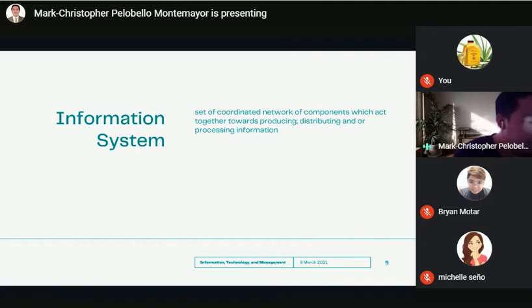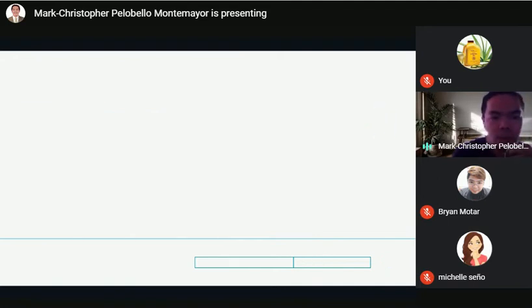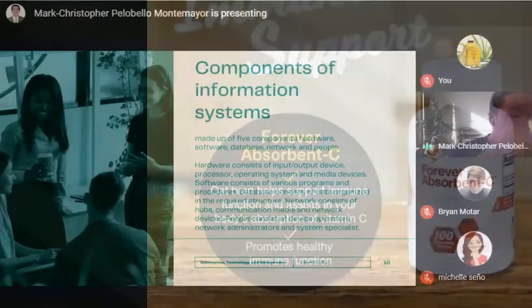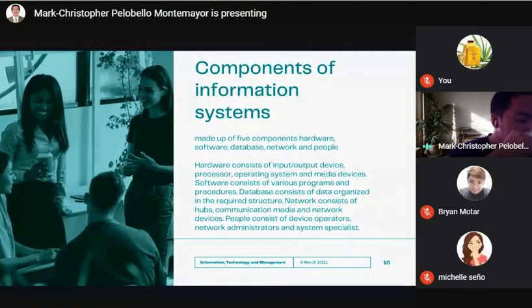An important factor of computer-based information system is precision, which may not apply to other types of system. Now, what are the components of information systems? Kasi kanina sabi natin information is a coordinated network of components. What are those components? An information system is essentially made up of five components: hardware, software, database, network, and people. These five components integrate to perform input, process, output, feedback, and control.